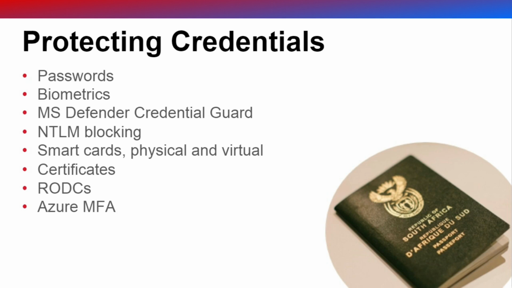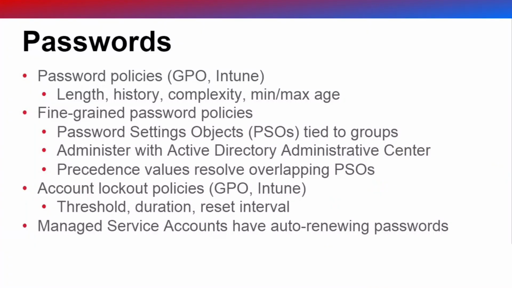So some of the things that we can do here: passwords, biometrics, which you've heard a lot about in recent years with Windows Hello, for example, facial recognition. There's MS Defender Credential Guard. What's that? It's another one of those Defender things. So a lot of memorization here. NTLM blocking. We'll talk about smart cards, physical and virtual smart cards. Certificate-based authentication, read-only domain controllers, and Azure MFA, multi-factor authentication. So lots of topics here in this broad category of protecting credentials. So let's get started with a little discussion on passwords.